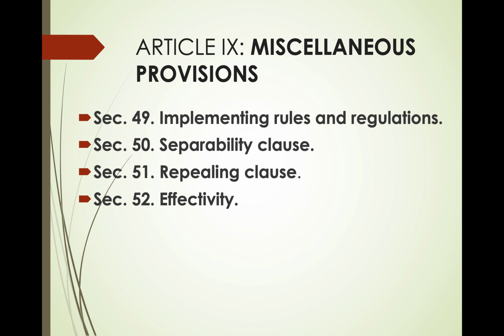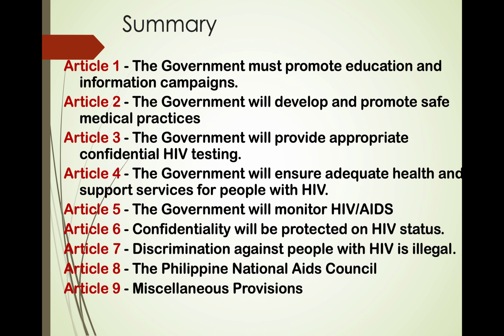Okay, so for Article number 9, we have miscellaneous provisions. Under Article number 9 are your Sections 49 through 59, which talk about the implementing rules and regulations, the separability clause, the repealing clause, and the effectivity. Okay, so that will be all for today. To summarize everything, these are the list of the different articles that we discussed from Articles 1 through 9.